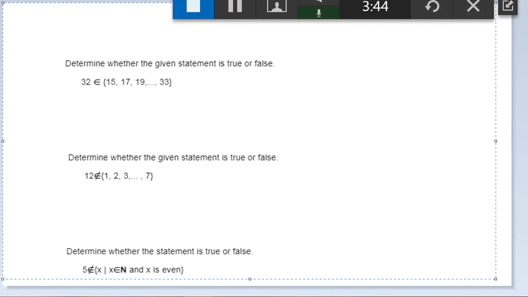Okay, so let's take a look now at the next set of questions and see what we got. Determine whether the given statement is a true or false statement.